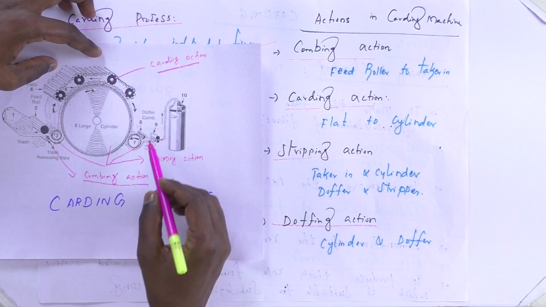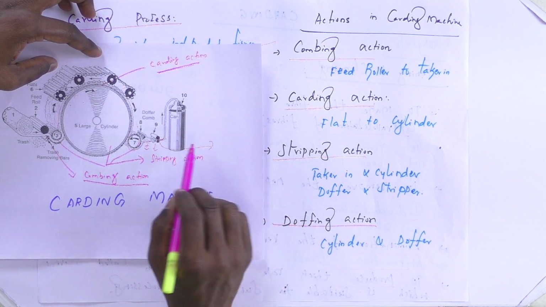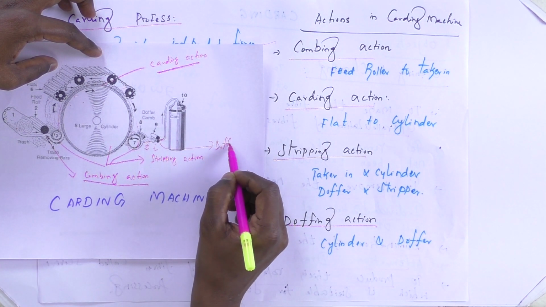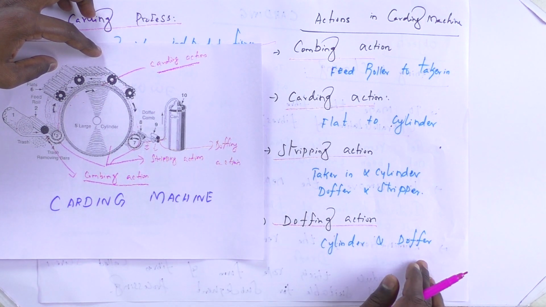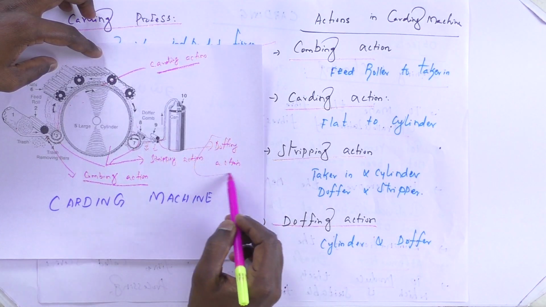Last, the doffing action. The conversion of web is the doffing action. Normally, it is done by the doffer area. The fibers are transferred from the cylinder to the doffer, then converted into web, then sliver. This action is called doffing action.